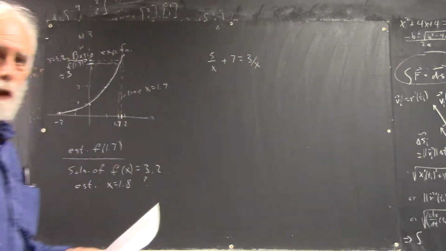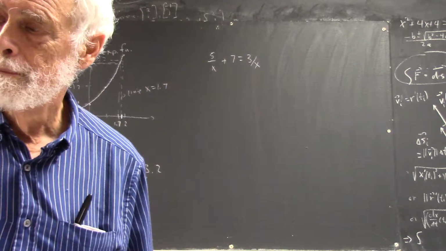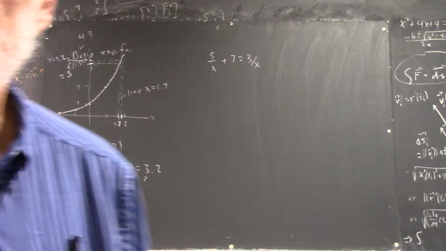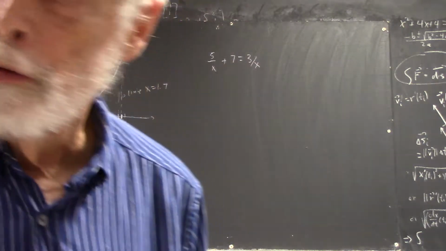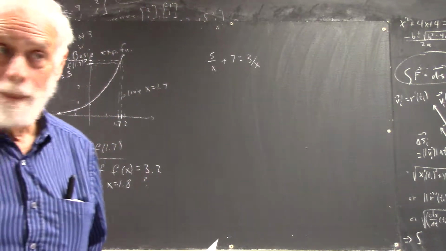You want to solve that equation, what do you do? What do you always do when you got denominators in an equation? Multiply by the common denominator. What denominators do you see in this equation? X. I'm sorry?